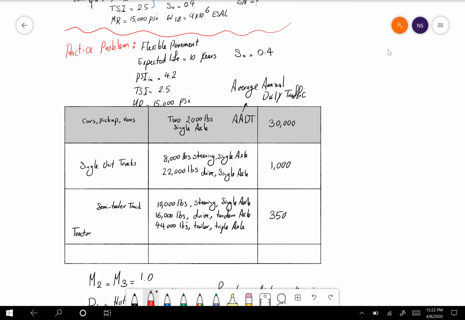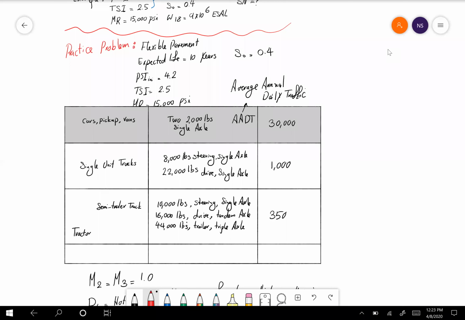And then the average annual daily traffic, ADT, of the different types of vehicles that we have in the traffic are: for cars, pickups and vans, we have 30,000 per day. For single unit trucks, we have 1,000 per day. And then for semi-trailer trucks, we have 350.